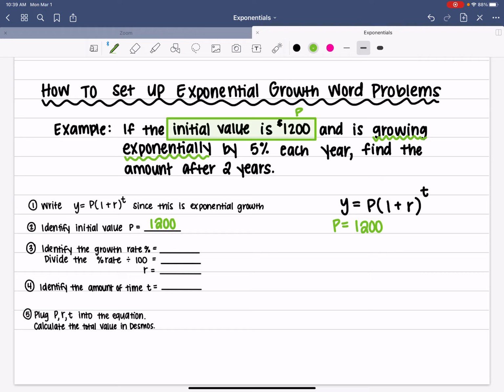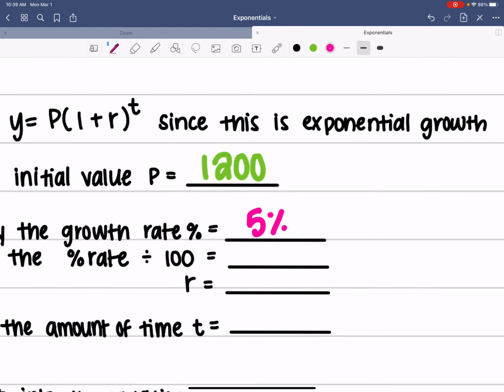Now we need to know what the rate is. We were told that that initial value was growing by 5% each year. So 5%, that is our growth rate. Remember how I said that when you put your growth rate into the equation, we have to turn it into a decimal number. So to do that, we're going to take that 5% and divide it by 100 to find that percent as a decimal.